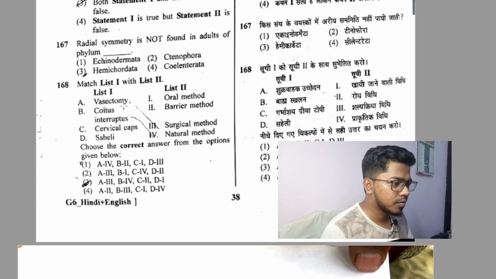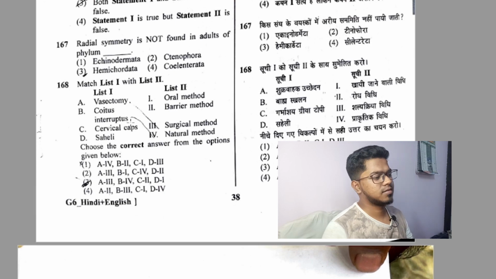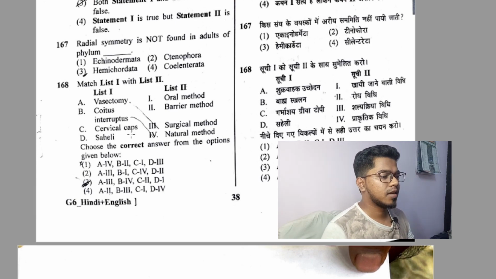So vasectomy, surgical method, obviously. Coitus interruptus, natural method, okay. Cervical caps is barrier method. Saheli is oral method. D1. Coitus interruptus is natural, it is done voluntarily, right?